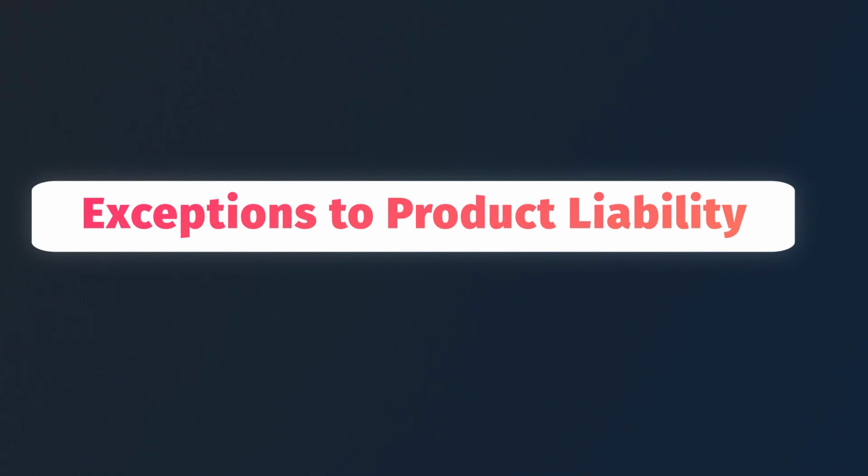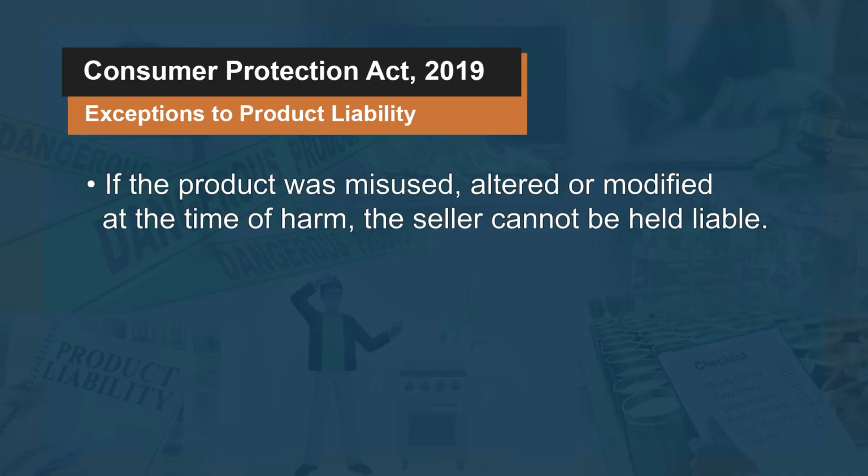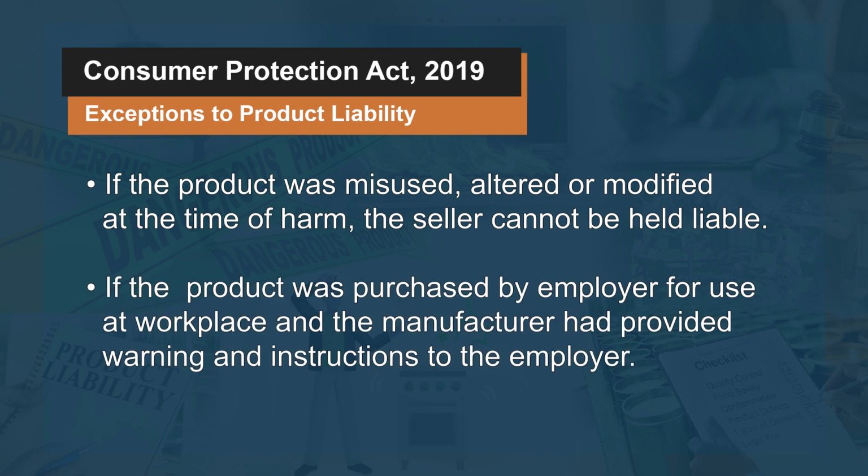Now, let us look at the exceptions to product liability. Under the new Consumer Protection Act, a product liability action cannot be instituted against the product seller and manufacturer in the following circumstances. If the product was misused, altered or modified at the time of harm, the seller cannot be held liable. If the product was purchased by an employer for use at the workplace and the manufacturer had provided warnings and instructions to the employer.